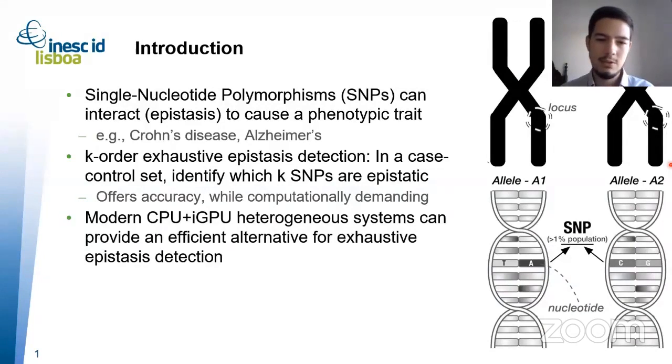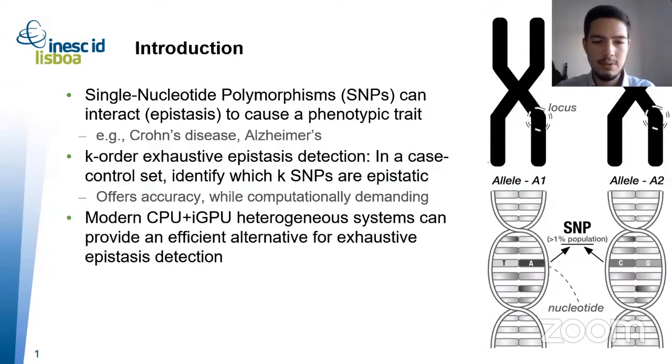Several diseases have been shown to rely on this process, such as Crohn's disease or Alzheimer's. So it has important implications for human health to explore and detect which SNPs interact to cause which phenotypic traits. This process of epistasis has an order of k, which indicates the number of SNPs interacting, and exhaustive detection of epistasis is when in a data set all possible combinations of SNPs are examined or evaluated for epistasis. These methods are very accurate, although they are computationally demanding.